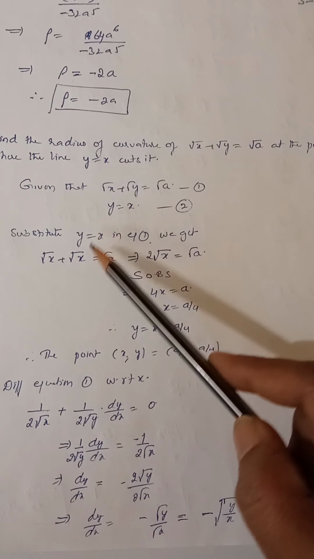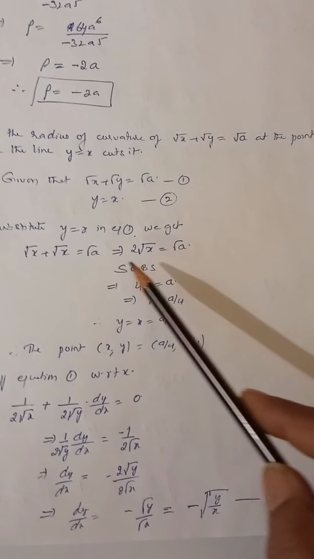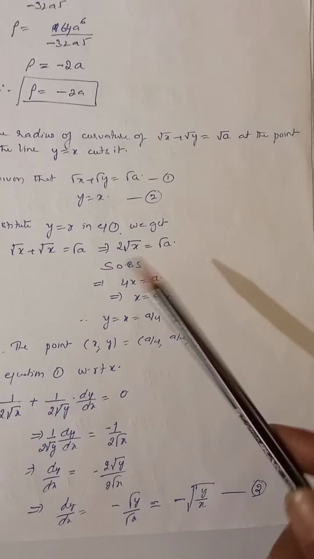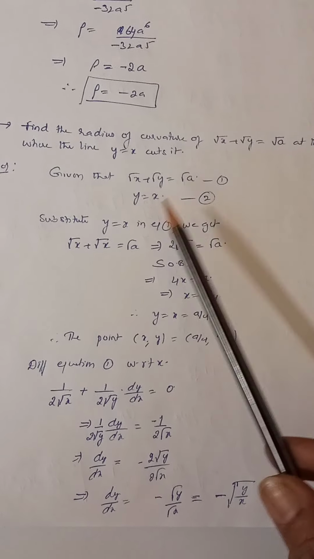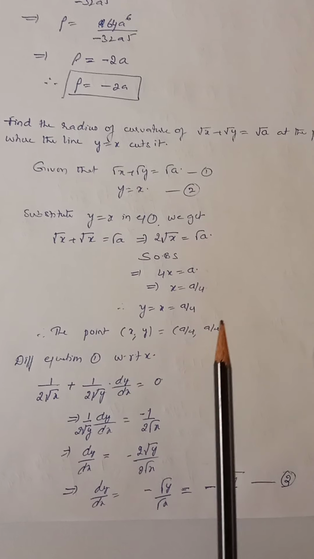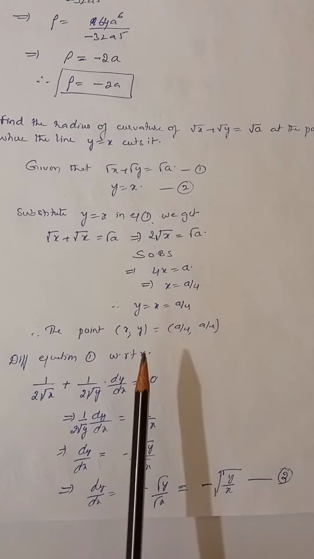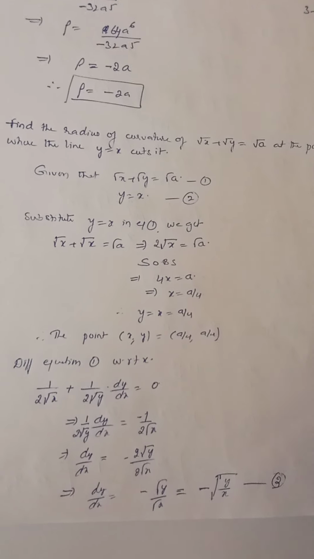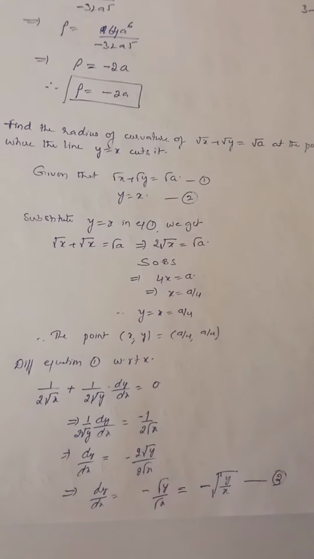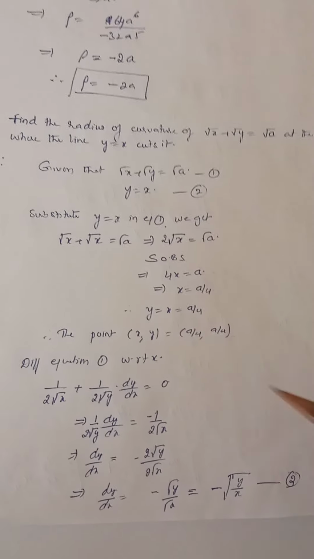Root x plus, y value is x, root x, is equal to root a. Root x plus root x is 2 root x is equal to root a. Squaring on both sides, we will get 4x is equal to a, x is equal to a by 4. Since x is equal to y or y is equal to x, y value is also equal to a by 4. That means the point x comma y is a by 4 comma a by 4, right? A by 4 comma a by 4. Now since we have to find the radius of curvature at this point.